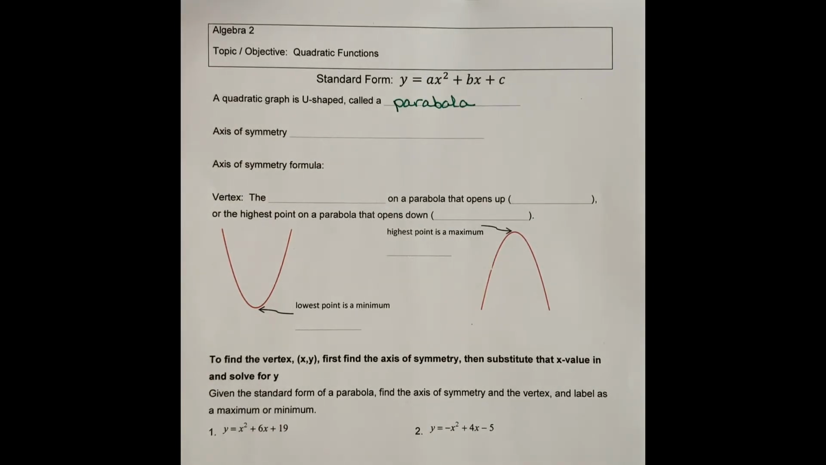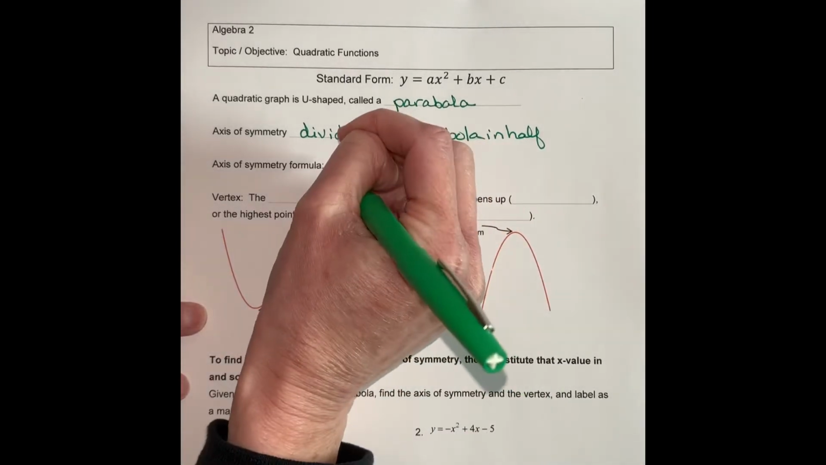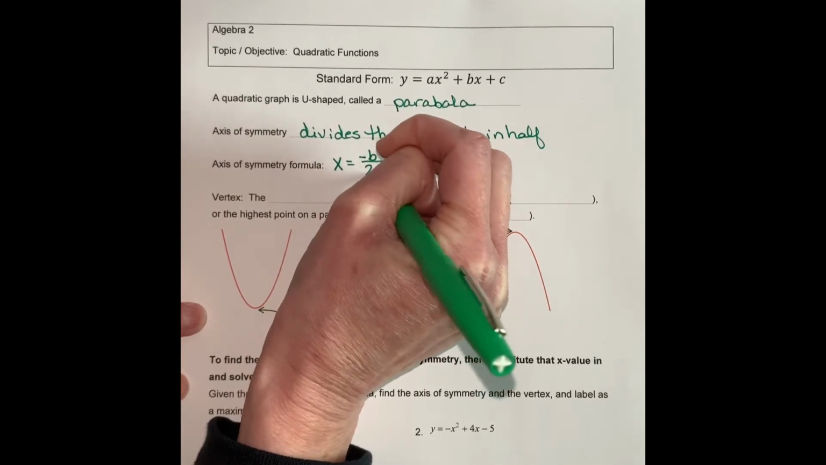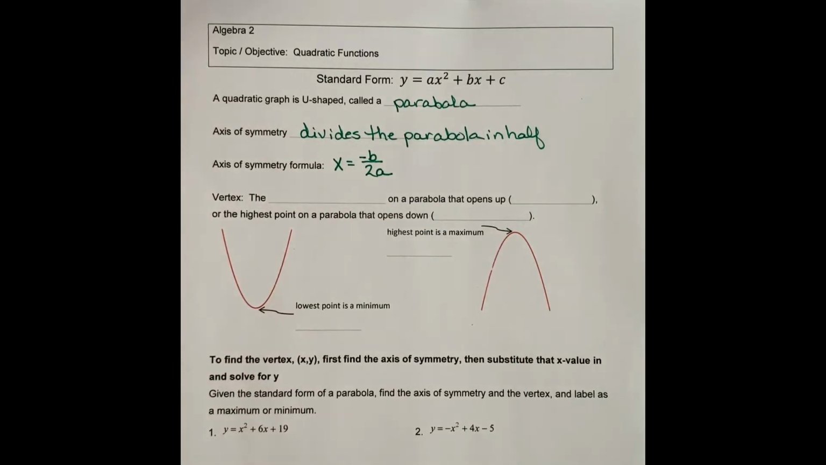We have something called the axis of symmetry, which divides the parabola in half. And in order to find this axis of symmetry, we need the formula, and you will need to know this. X equals negative b over 2a. And I will show you how we use that in just a minute.